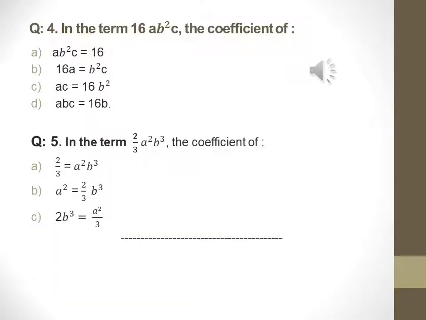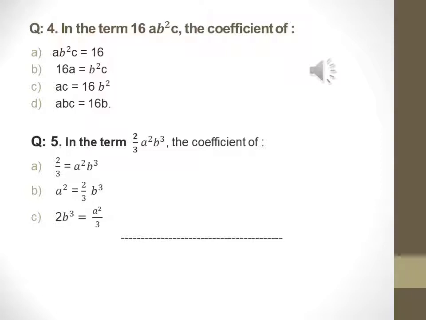In question number 4, we are given a term 16ab square c. In part A, we have to determine what is the coefficient of ab square c. So the coefficient of ab square c in the given term is 16. What is the coefficient of 16a? This is b square c. And the coefficient of AC is 16B square. And in the last part, the coefficient of ABC is 16B.